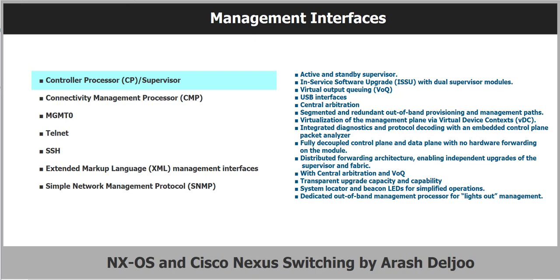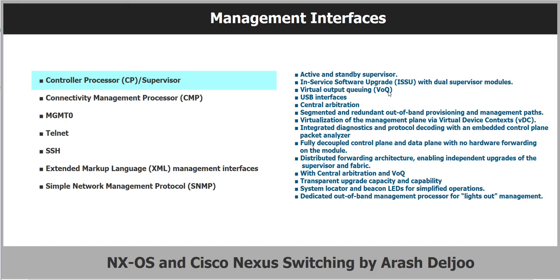Additional features and benefits of the Nexus supervisor modules to meet demanding data center requirements follow. Let me review them. First, here you can see them. Active and standby supervisor, I explained it. In-service software upgrade, or ISSU, with dual supervisor modules. Actually, it means that when your device is running, you can upgrade the software. And then virtual output queuing, or VOQ. Actually, this is a quality of service aware lossless fabric. Avoid the problems associated with head of line blocking.